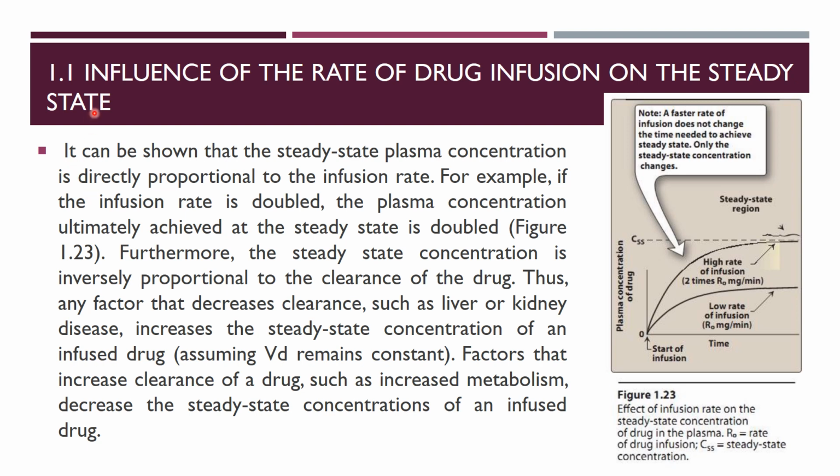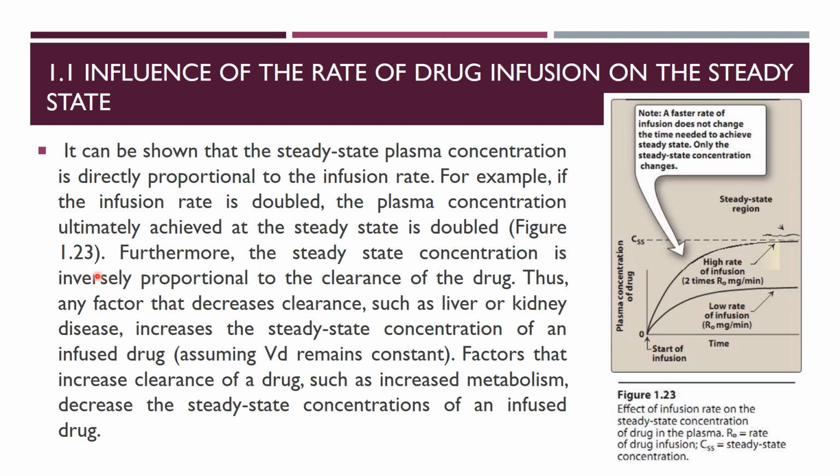Number one subdivision is 1.1, influence of the rate of drug infusion on the steady state. It can be shown that the steady state plasma concentration is directly proportional to the infusion rate. For example, if the infusion rate is doubled, the plasma concentration ultimately achieved at the steady state is doubled.